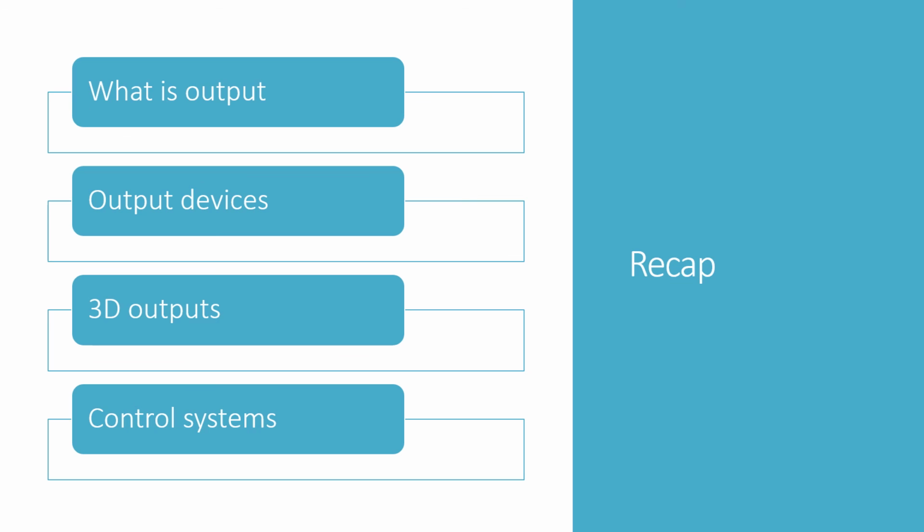So to recap, you should now be confident that you know what computer output is, and you should be aware of a range of output devices, including 3D printers and control systems, and how input and output devices work together to stabilize a system under computer control.